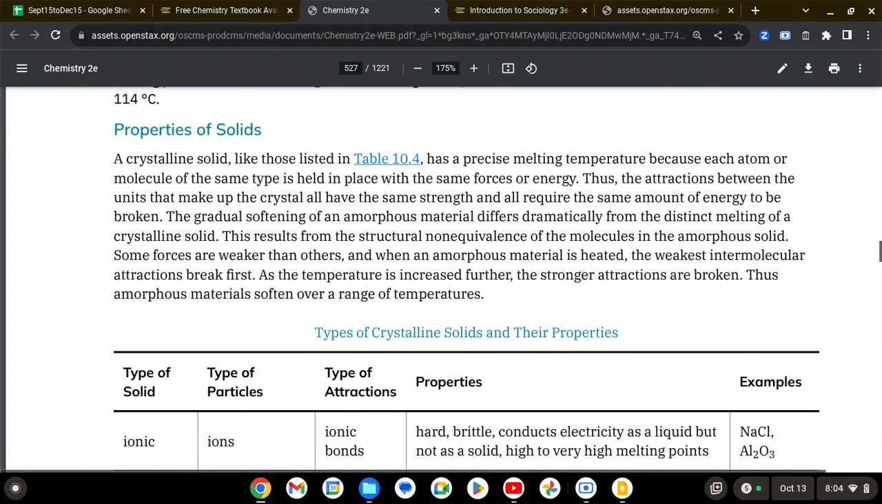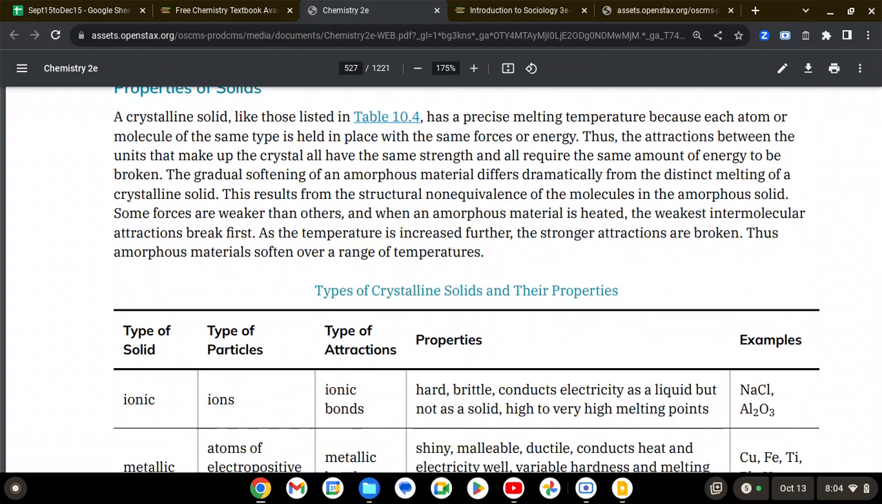Properties of solids. A crystalline solid like those listed in Table 10.4 has a precise melting temperature because each atom or molecule of the same type is held in place with the same forces or energy. Thus, the attractions between the units that make up the crystal all have the same strength and all require the same amount of energy to be broken.